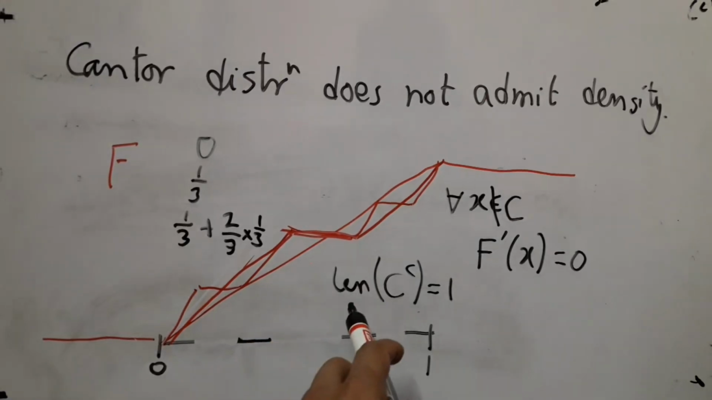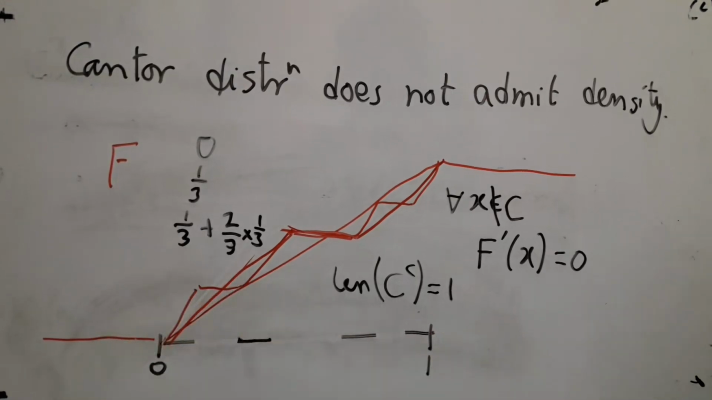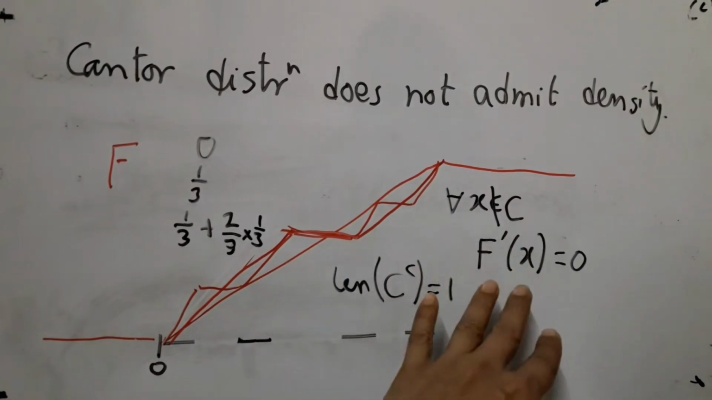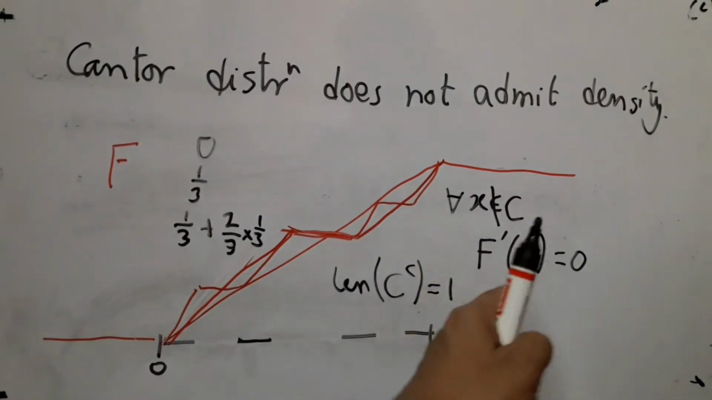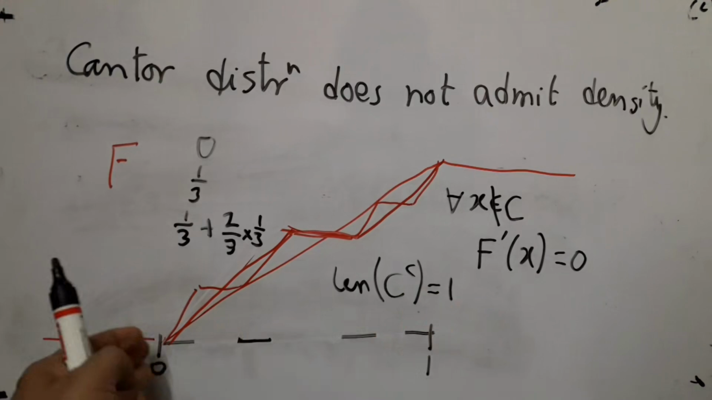So what is the length of C? That will be equal to just 0. If you consider it as length, the length will be just 0. So what can I say about the derivative of f dash x? So what is the derivative of f? That is 0 over a set of length 1. Now the entire thing is already of length 1.